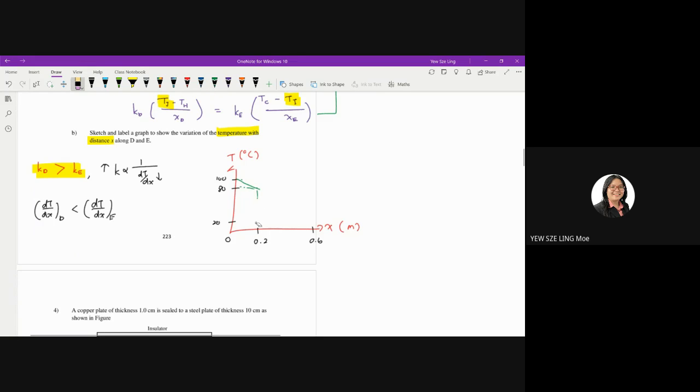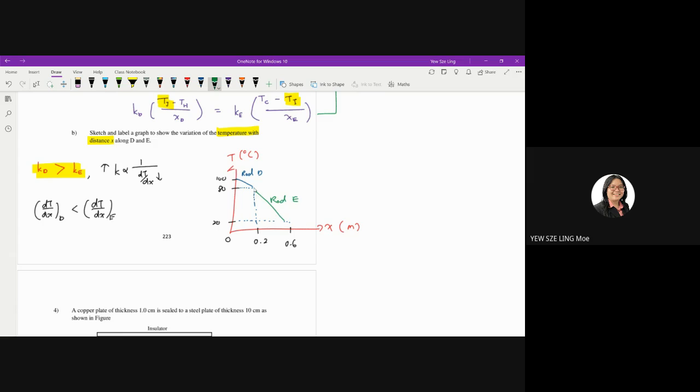Let me sketch it. Okay, tak cantik sikit. So dotted line. So this is the gradient for root D, right? And then when it comes to root E, you should change the positions a bit, it's too far away, so it should be somewhere here. For root E, the final temperature is 20 degree, so this is how you sketch your root E.